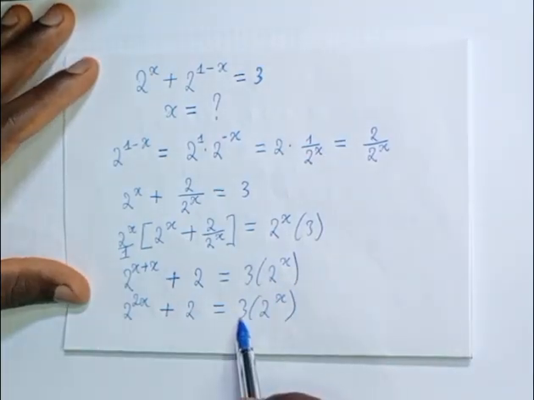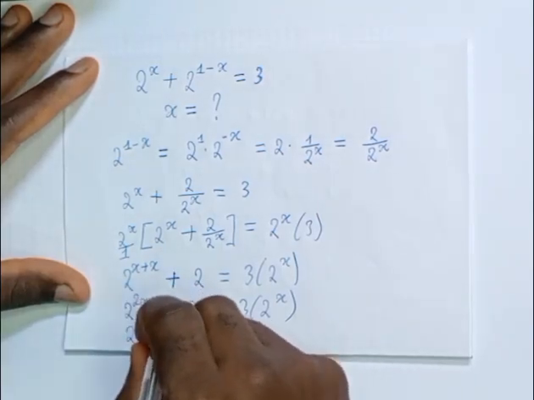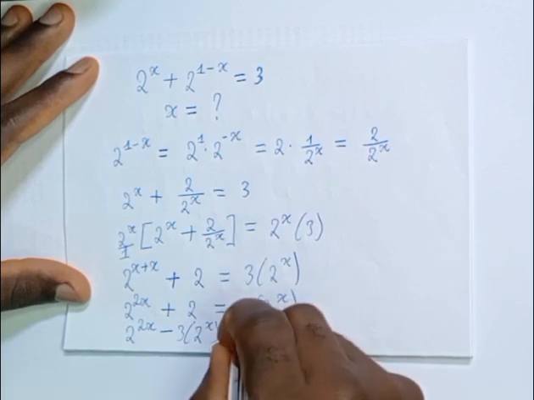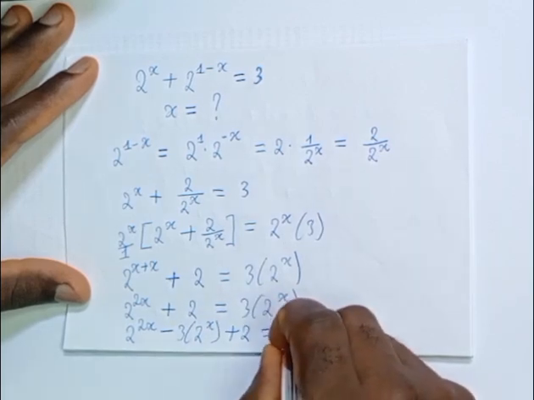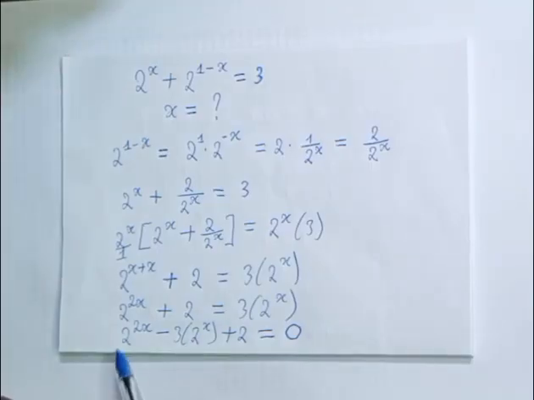Next step, we are going to send 3 times 2 raised to the power x to the left. It becomes negative. This will give us 2 raised to the power 2x minus 3 times 2 raised to the power x plus 2 is equal to 0. This is a quadratic equation of which we have to solve for x.